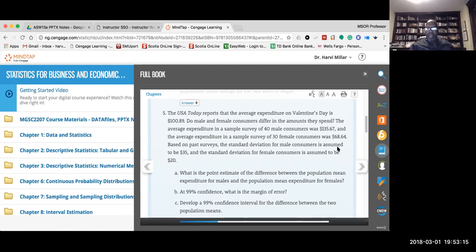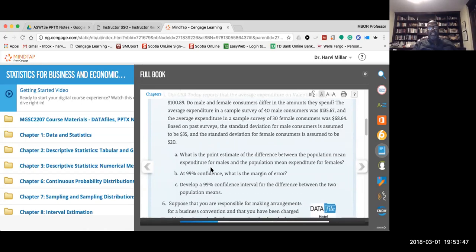Standard deviation for male consumers is assumed to be 35, and standard deviation for female consumers is assumed to be 20. You see, if it had said, based on the 2 surveys that we have, then we could say the 35 and the 20 are S1 and S2. But because it said based on, in the past, we have to treat those as if they're the population standard deviations. So that would be like sigma 1 and sigma 2 unknown.